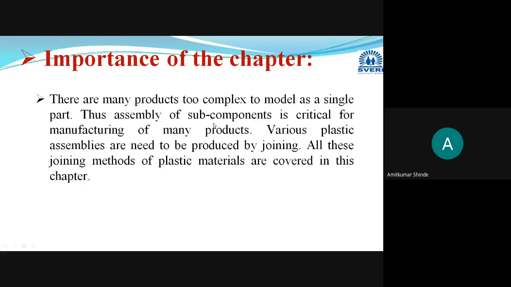Sometimes some components are too complex or too large to manufacture directly. That's why we make that large component or product by joining different parts. That's why the welding process of plastic material is very important.